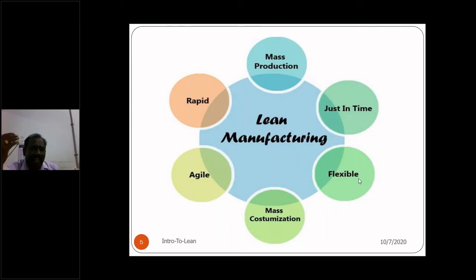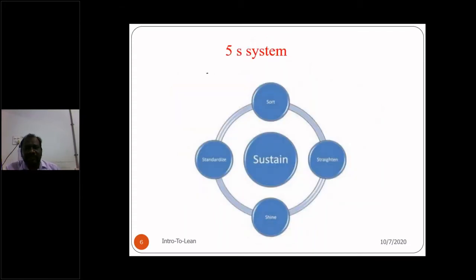So that is the agility, where you have to look at the matter. There's 5S in lean manufacturing: sorting, straightening, shine, standardize, and ultimately sustain. Suppose you make a product, suppose this sanitizer is there.